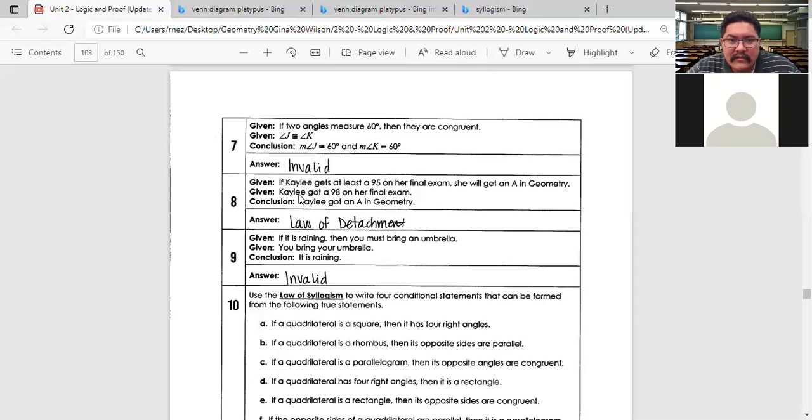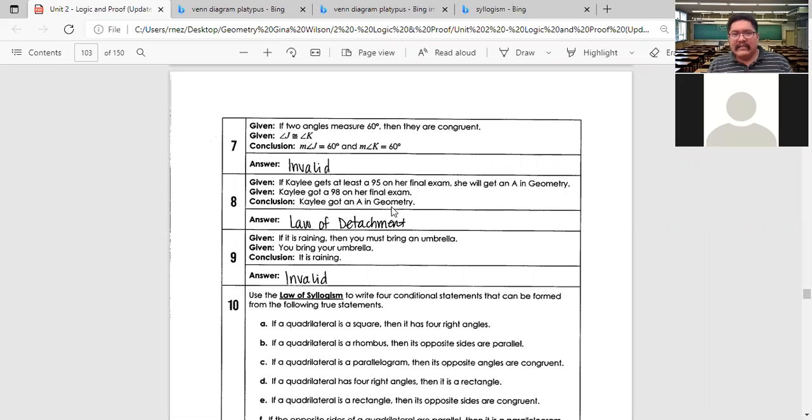All right, let's go to the next one. If Kaylee gets at least a 95 on her final exam, she will get an A in geometry. Now, given that she got a 98 on her final exam, we could conclude that Kaylee got an A in geometry.